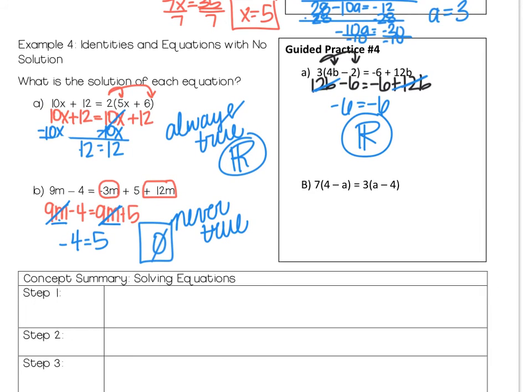Guided practice B, I'm actually going to let you omit because it's the same as guided practice number 3B. I guess I forgot to change the problem.